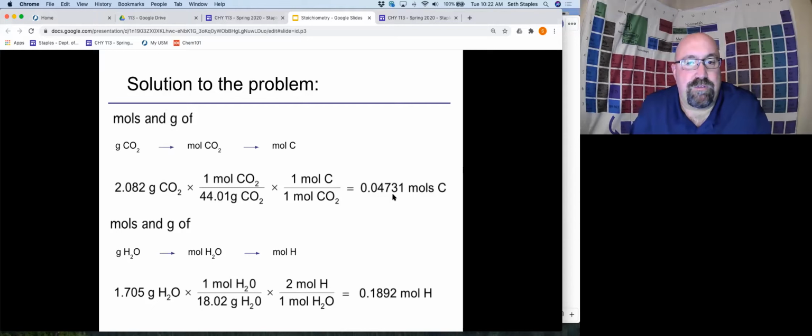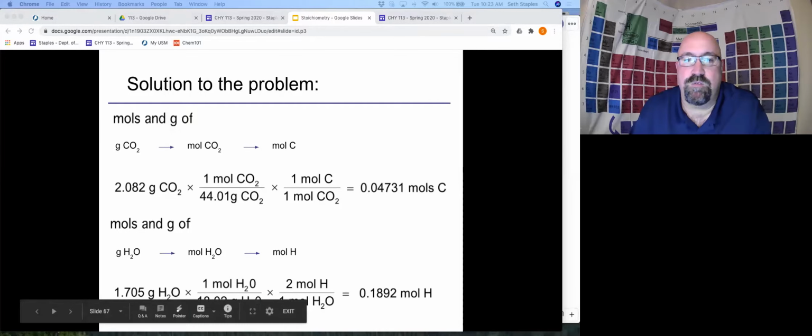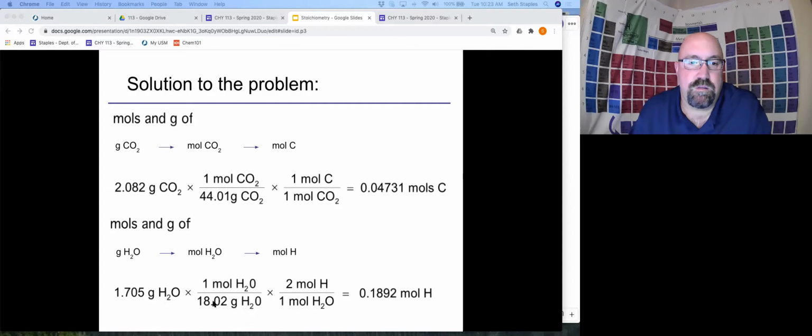Now we're going to go through our graph to find our moles of hydrogen. Again, from our given information, we know that we produced 1.705 grams of water. We convert that to moles of water using our molar mass. Then we have to recognize, from our chemical formula, that we have 2 moles of hydrogen per every 1 mole of H2O. It's H2O, so I have 2 hydrogens for every 1 water. I first calculate my number of moles of water, and then I recognize that I have 2 moles of hydrogen for every 1 mole of water. So I can see that I also produced 0.1892 moles of hydrogen.